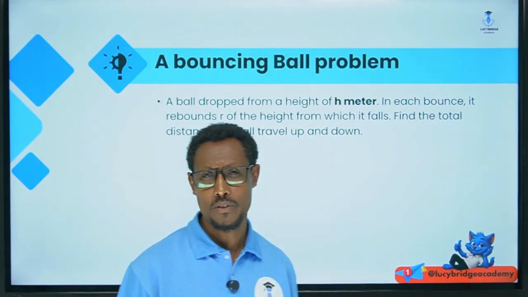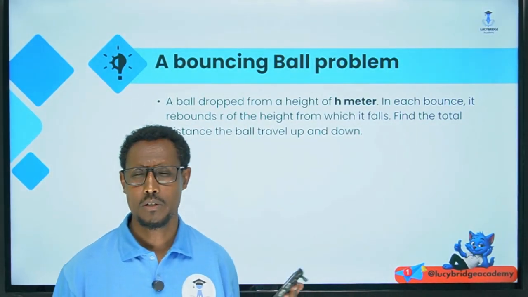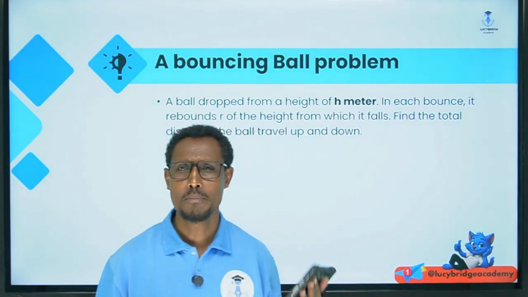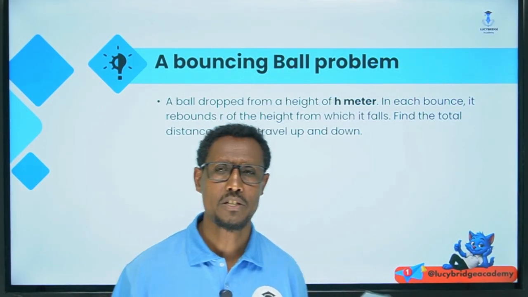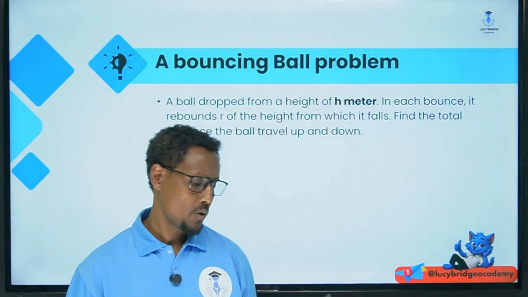So let me see a bouncing ball problem. It is one of the practical parts of geometric progression, okay, which is how to find the sum of the maximum heights or the sum of the total heights a ball moves up and down. Okay, we will see that one.